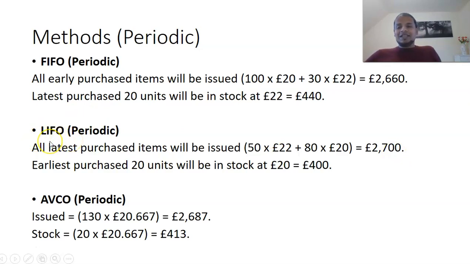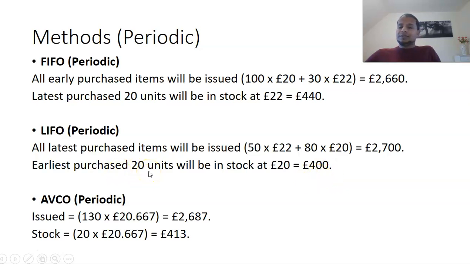And the inventory will remain from the earliest purchase, because last in is already issued, last in first out. Latest purchase already issued. So the inventory will remain from the earliest purchase, that is 20 units at 20, so 400.